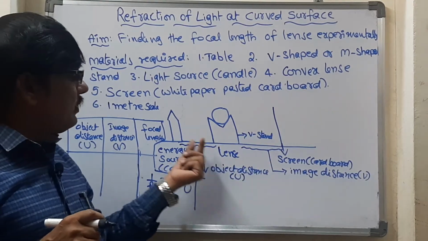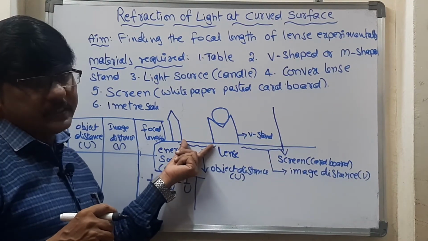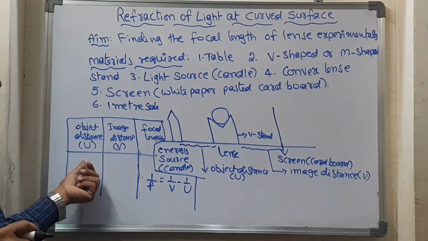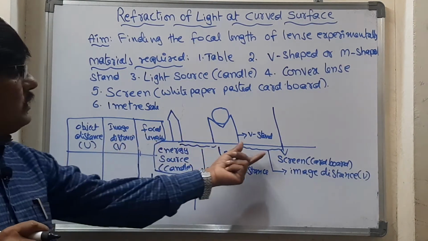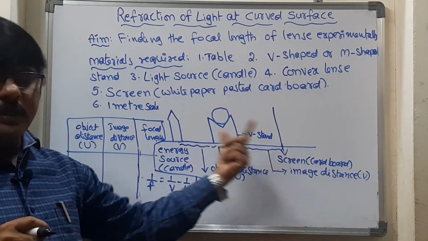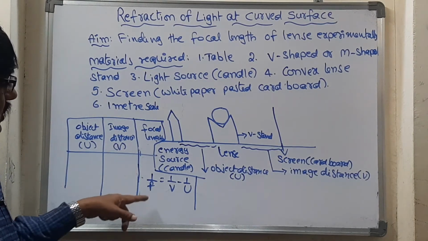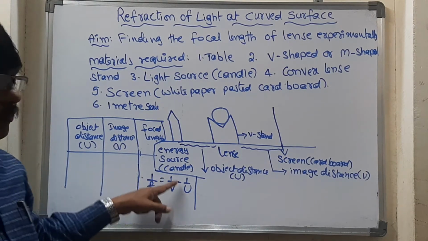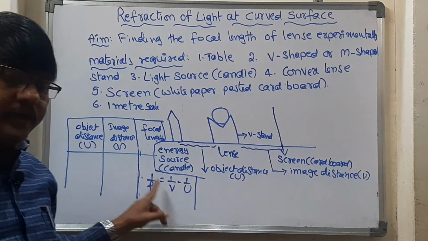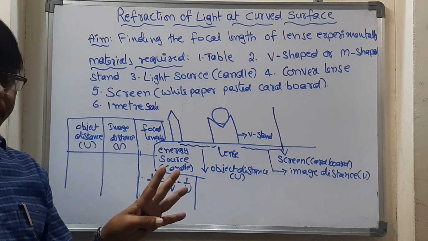With the help of a meter scale, measure the lengths: the object distance, write it in the tabular form. And again write the image distance also in the tabular form. Use this formula 1/f is equal to 1/v minus 1/u, then you will get the focal length. Okay, one situation completed.